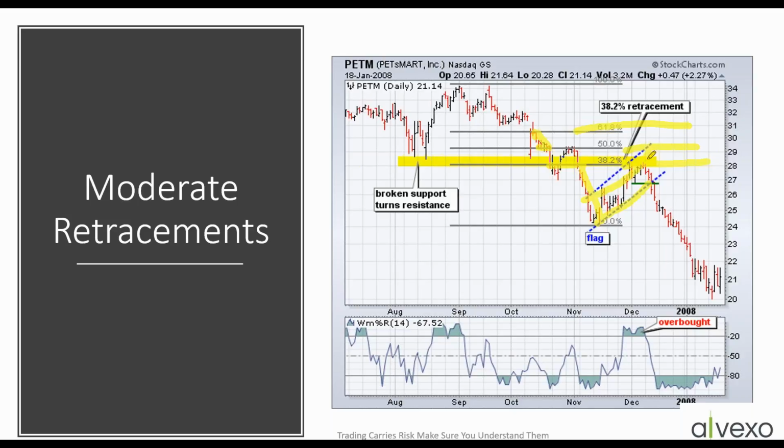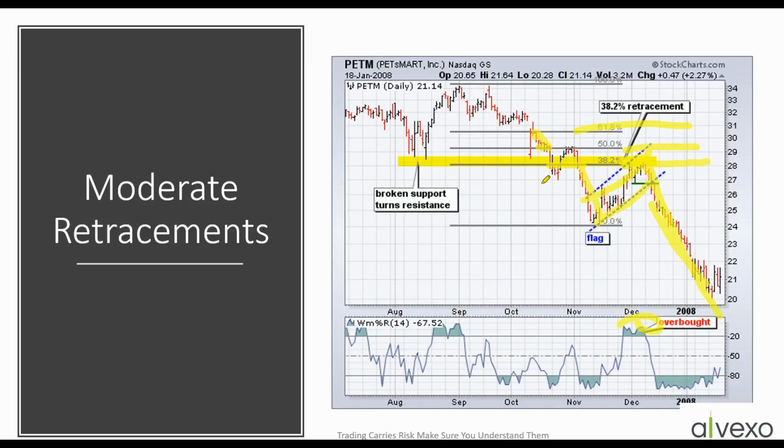Starts to form a flag pattern. It comes back to that 38.2, bounces off 38.2, and moves down to a hardcore downtrend. Okay, so these served as a support and resistance. And look at this, when it bounced off that 38.2, we knew it was going to return to its continued down pattern. We also have an overbought signal here.